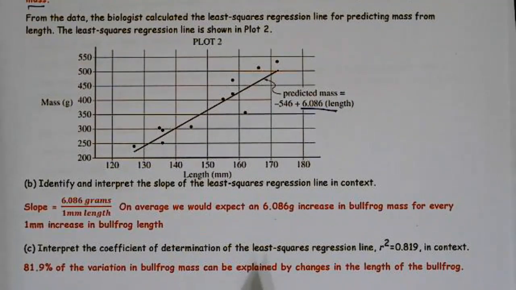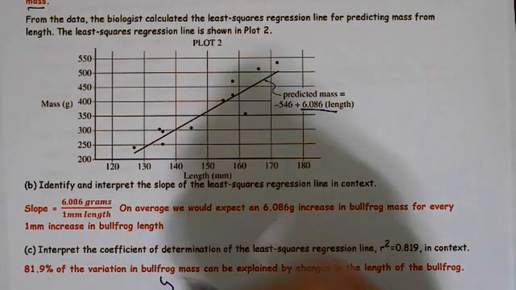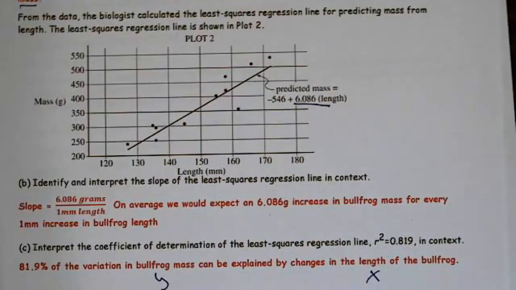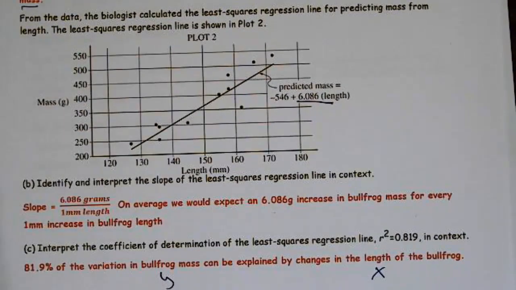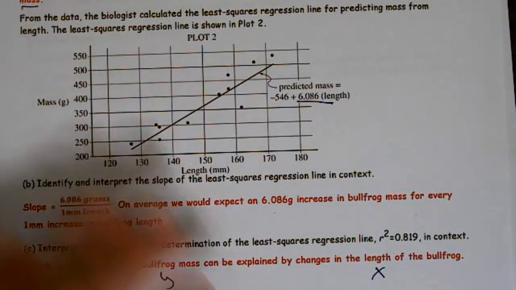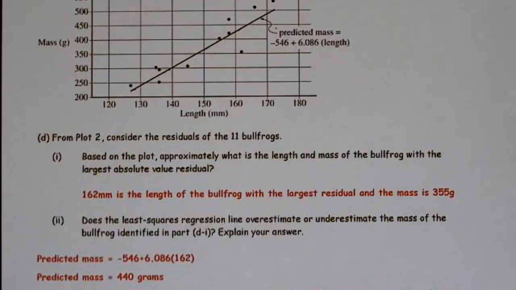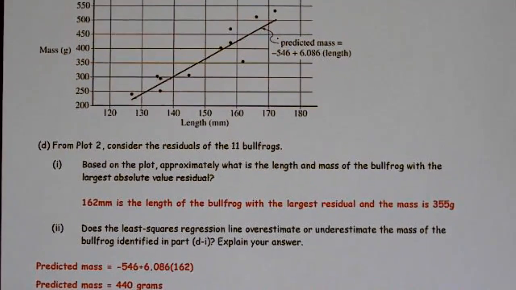Interpret the coefficient of determination of the least squares regression line, and they're telling us it is 0.819. Okay, 81.9% of the variation in y, bullfrog mass, can be explained by changes in the x, the length of the bullfrog. Make sure it's always in context. Make sure you always write it like that. Based on the plot, approximately what length and mass of a bullfrog will have the largest absolute value residual?